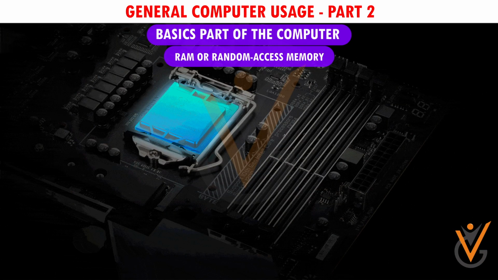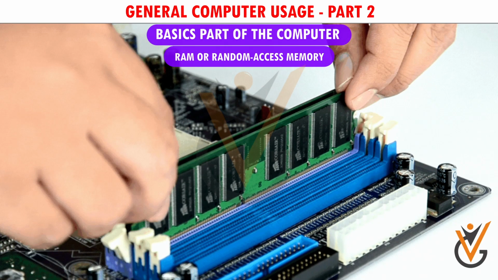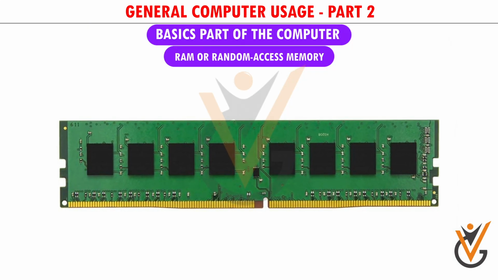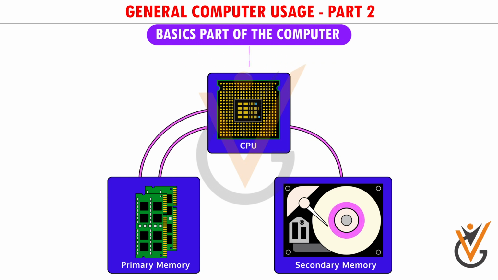RAM, or Random Access Memory. The motherboard also contains the computer's RAM, or Random Access Memory. This is the short-term memory that the computer uses whenever it's performing calculations. However, you cannot store your files there because the RAM is cleared when you shut off the computer.